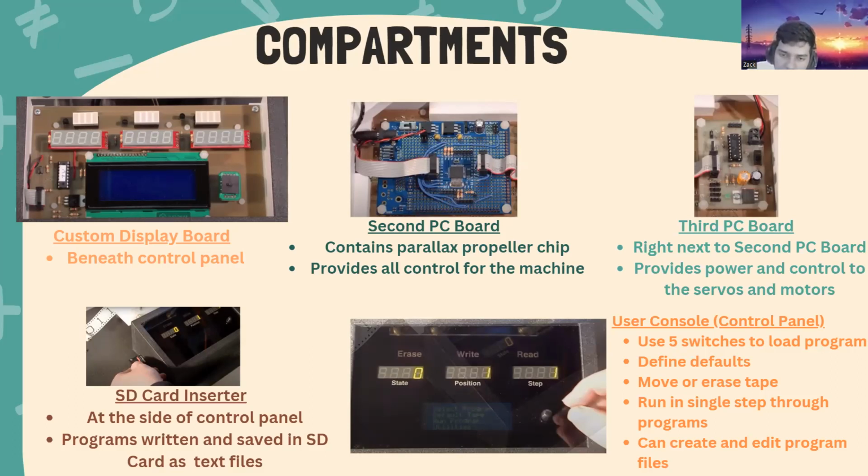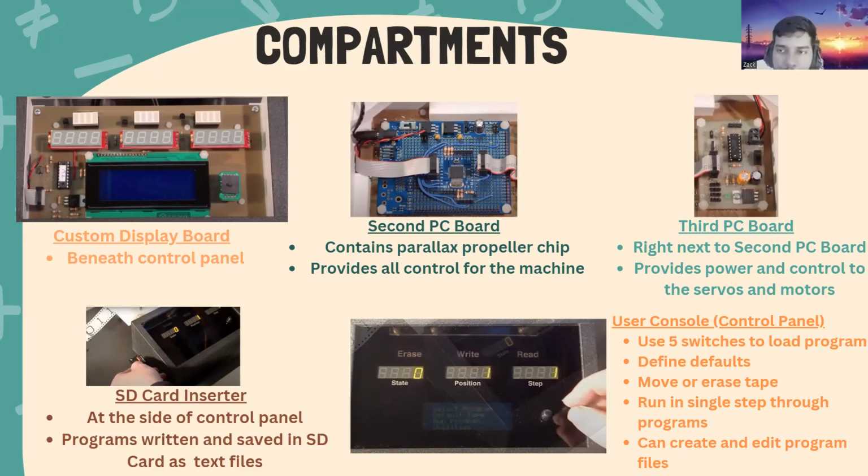So next are the hidden compartments. First we have the custom display board, which is beneath the control panel. As you can see, there are 3 red displays on top. It tells, on the left side, how much it has read of the input, then next is the position, and lastly how much it has erased.